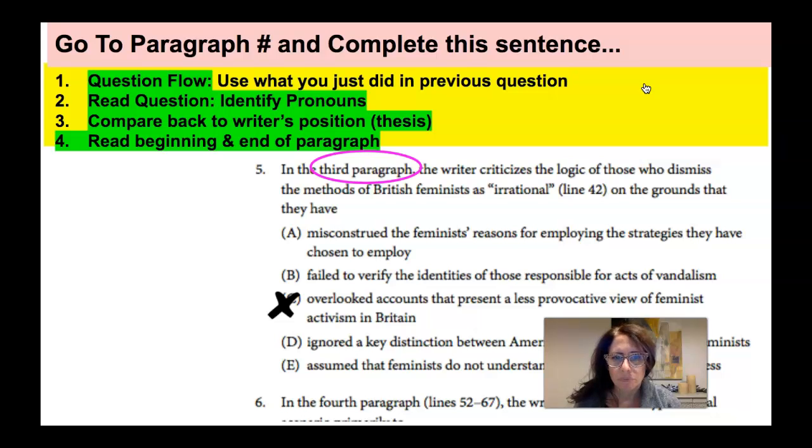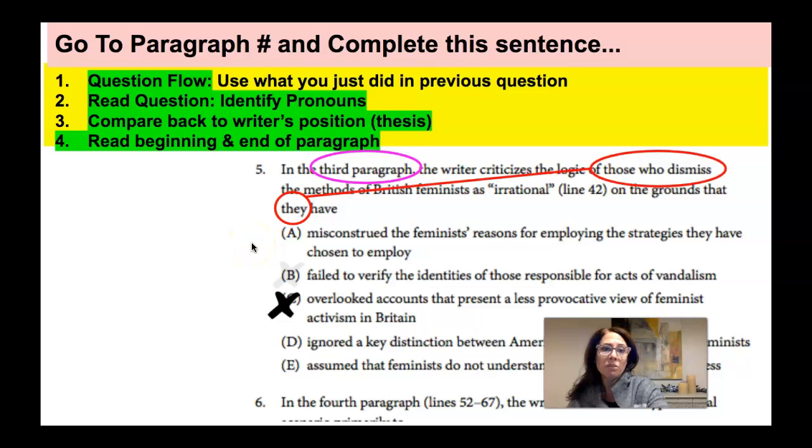They ignore a key distinction? No. They assume that feminists do not understand the normal political process? No, because it wasn't about the political process. So they misunderstood their reasons for using all of these strategies, because after all, the passage wasn't about the political process, it was about the strategies that they took to get what they wanted. So the answer is A.